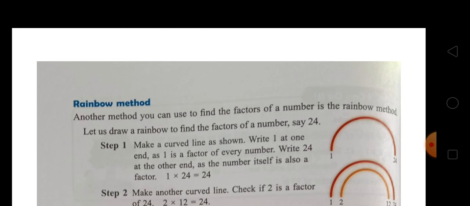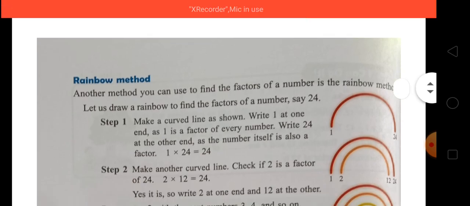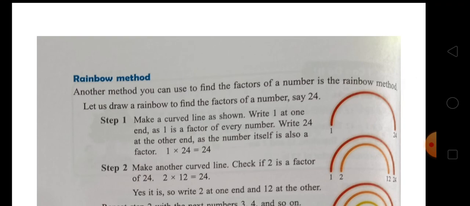The next property is the factor of a number is smaller than or equal to the number. Every number except 1 has at least two factors, that is 1 and itself. That means every number except 1 has a minimum of two factors, 1 and itself.